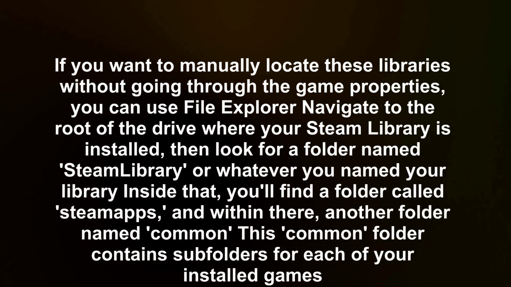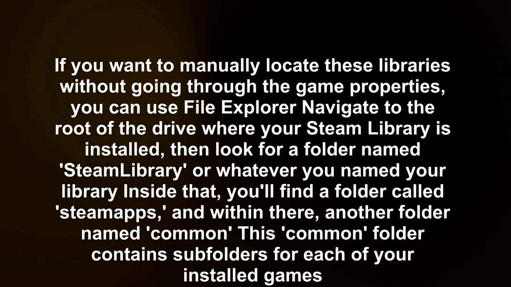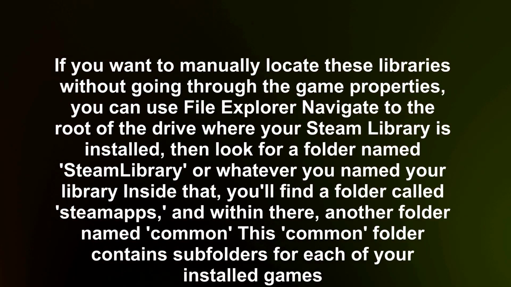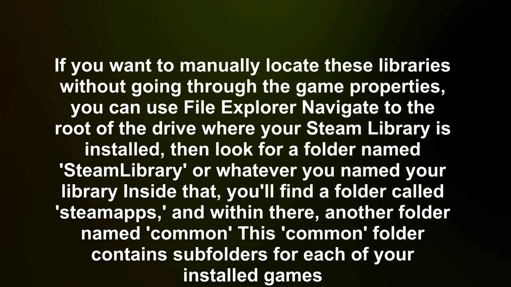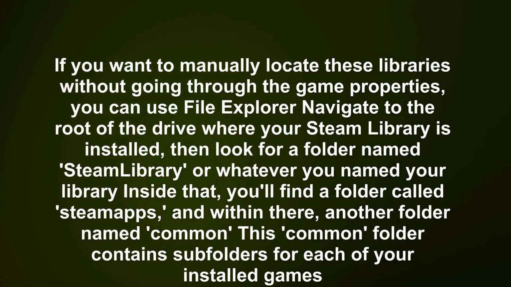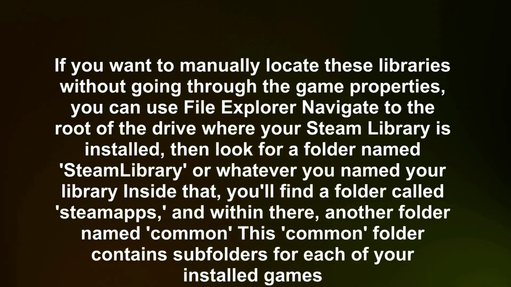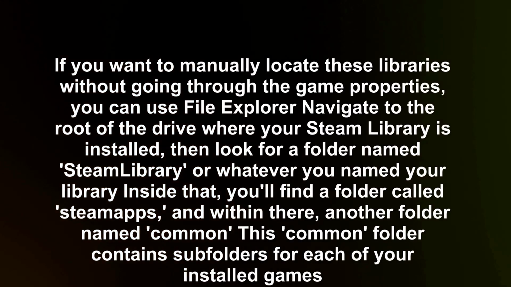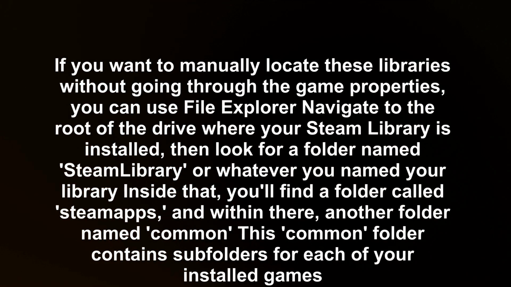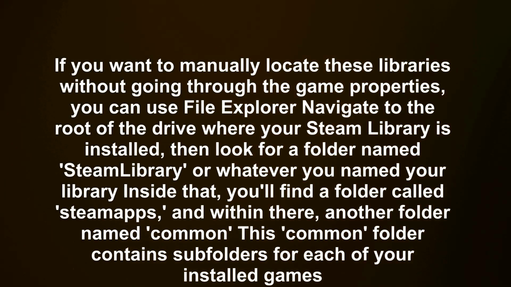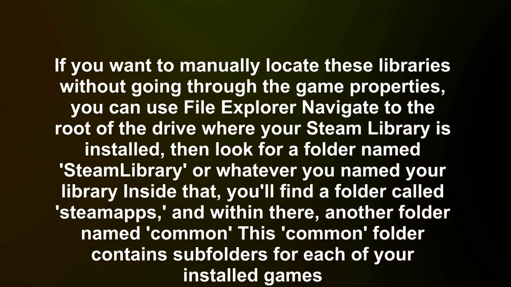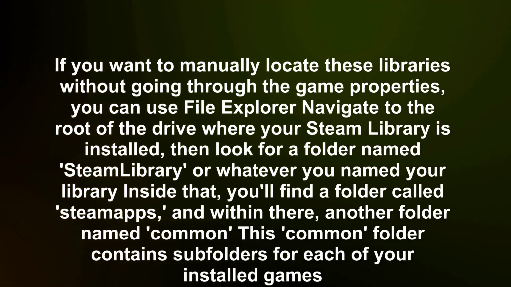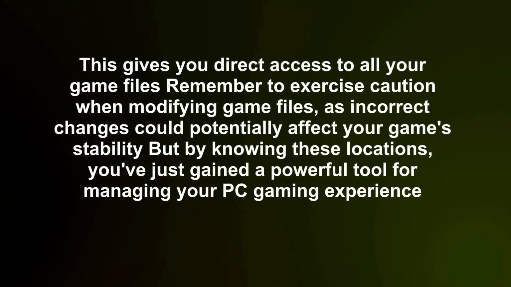If you want to manually locate these libraries without going through the game properties, you can use File Explorer. Navigate to the root of the drive where your Steam library is installed, then look for a folder named Steam Library or whatever you named your library. Inside that, you'll find a folder called Steam Apps, and within there, another folder named Common. This common folder contains subfolders for each of your installed games. This gives you direct access to all your game files.